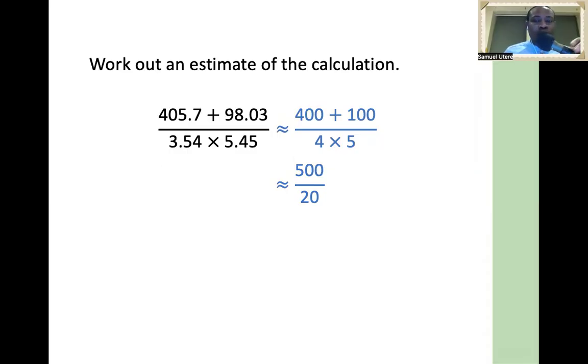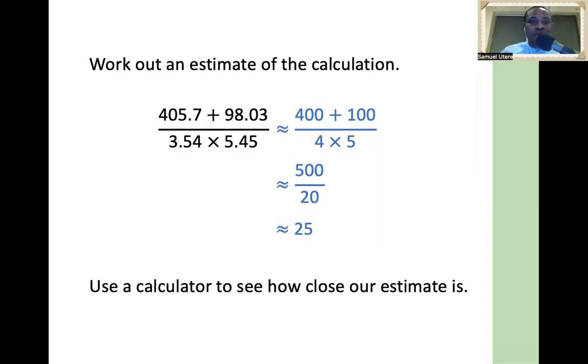And we know that a fraction can be written as division. So this calculation simplifies to 500 divided by 20. And that gives you 25. You could use a calculator to check that this estimate is actually correct for the calculation.